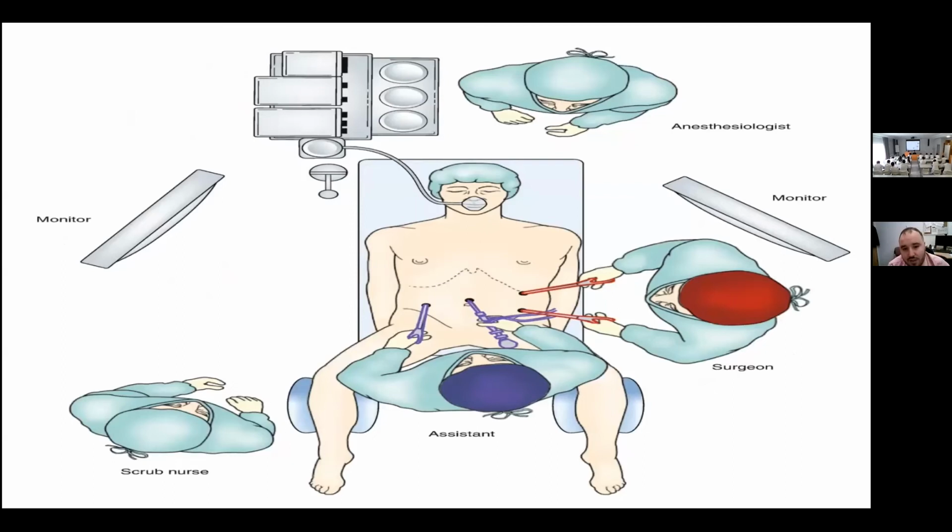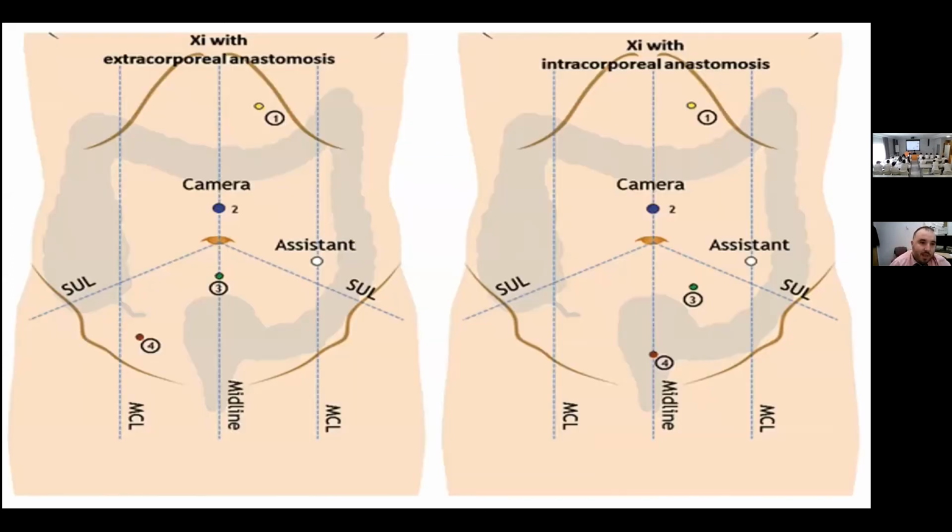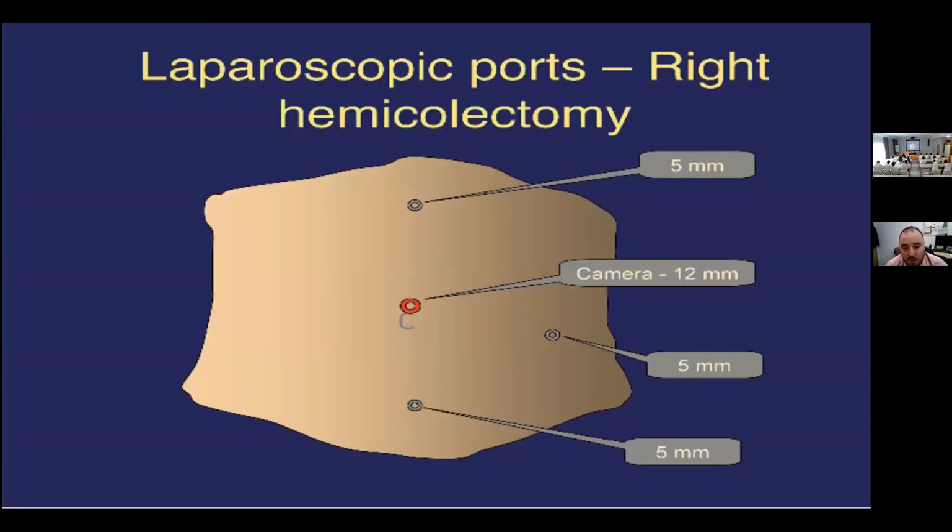This is our usual setting for the right hemicolectomy. This is the French way of doing the operation, with the surgeon on the right-hand side and the assistant in between the legs. As you can see, we're using the camera and the assistant in a specific pathway, mainly dedicated to having good triangulation for our right hemicolectomy. This is our laparoscopic port positions. We're using a 12mm camera port through the belly button and three 5s, or two 5s and one 12, depending on the approach.